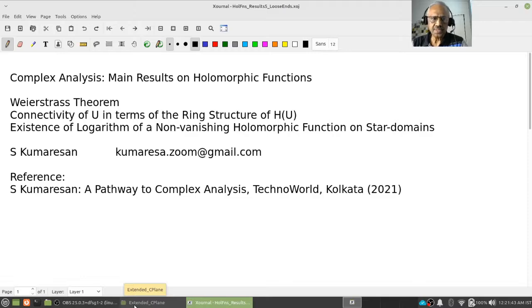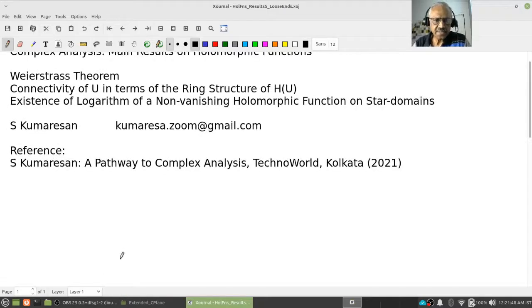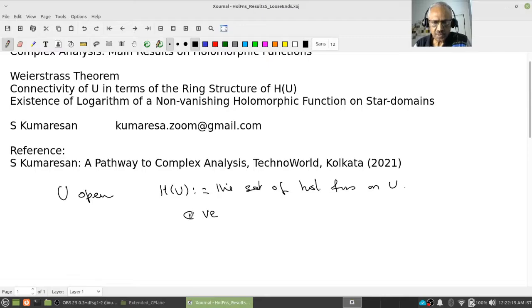So the first result is the Weierstrass theorem. What does it say? Suppose U is open, and hereafter I will write H of U to be the set of holomorphic functions on U. This set is non-empty because constant functions are there, and because of algebra of differentiability, this is actually a vector space, a complex vector space.